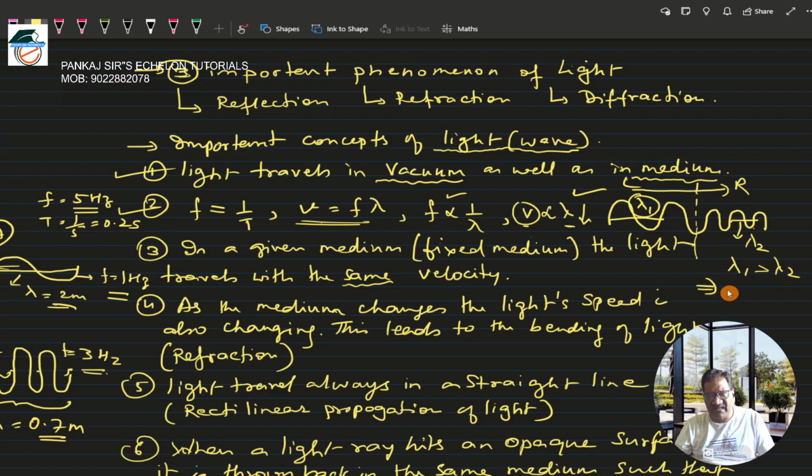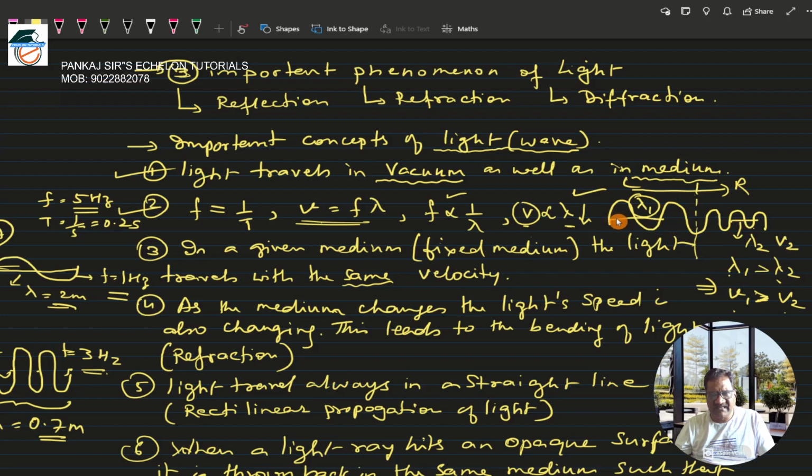Now this implies that v1, that is the velocity of the wave in this part, is also greater than the velocity in this part. So v2 is the velocity on this side, and on this side the velocity of the wave is v1. Okay, so v1 will be greater than v2 in this case, and lambda 1 will be greater than lambda 2. Okay, so this is shown here by the diagram.